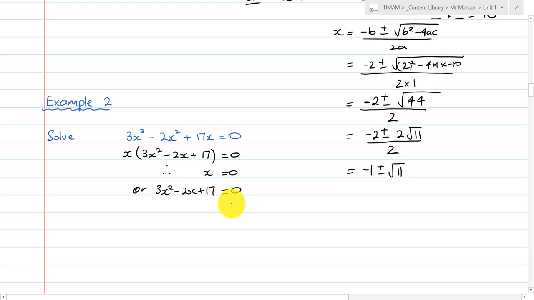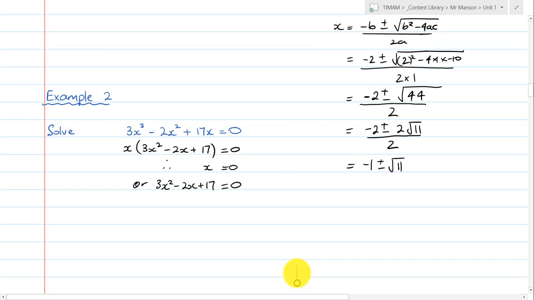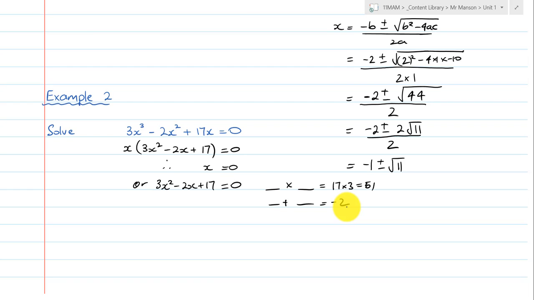Can somebody watch that clock and tell me when 30 seconds is up? If you're doing your factorising, you look for two numbers that multiply to give 17 times 3, which is 51, and add to give negative 2. Can anybody see two numbers that multiply to give 51 and add to give negative 2? 51's factors are 3 and 17, 1 and 51. Are you able to factorise this? No? Okay, do you see how I'm heading down a dead end now? I'm expecting somebody can tell me 30 seconds.